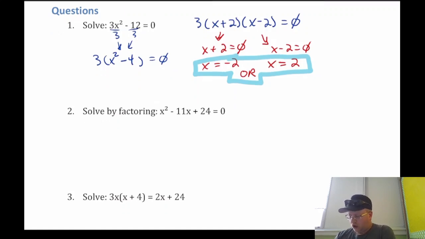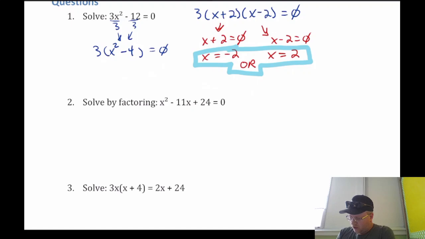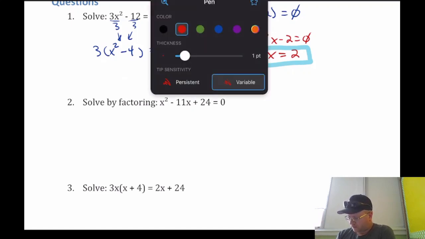Next up, solve by factoring. In this case, we notice right away there's no number in front of the x squared, or there's no a value in front of the x squared. So I'm not going to be using greatest common factoring here. So instead, we're going to take a look at our factoring process for simple trinomials.